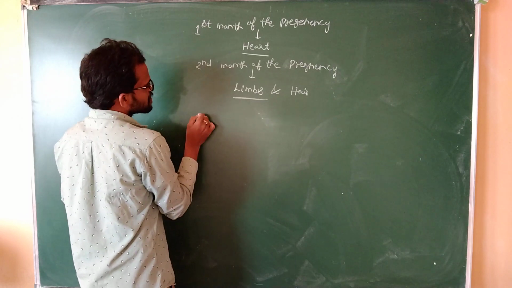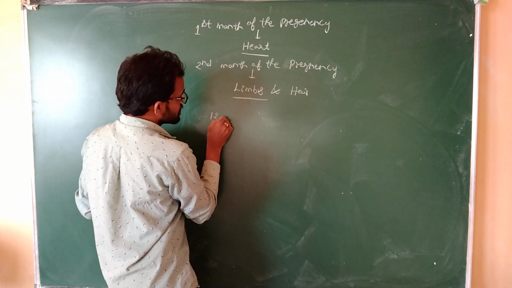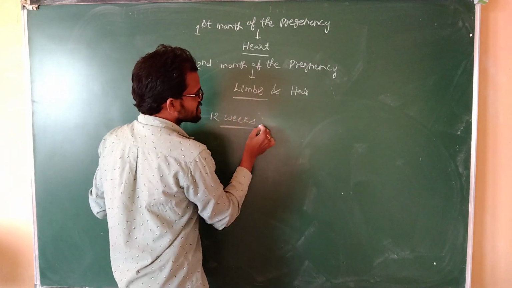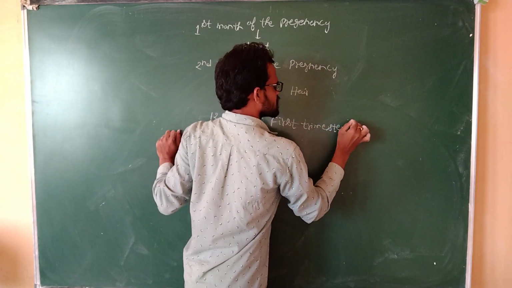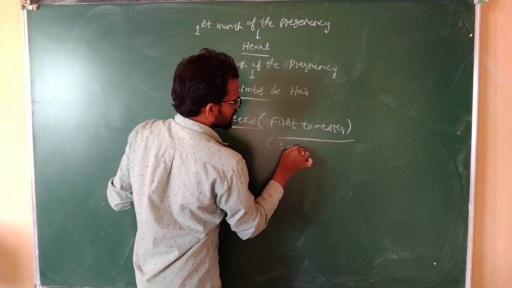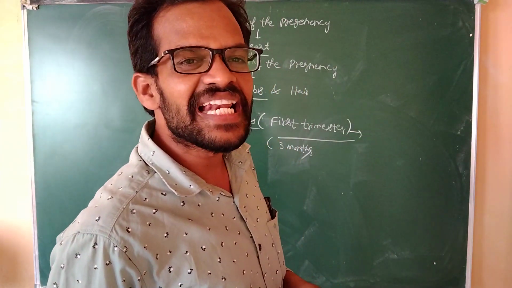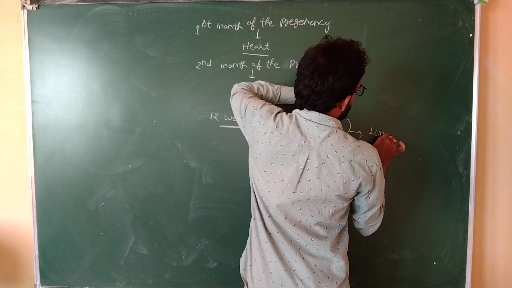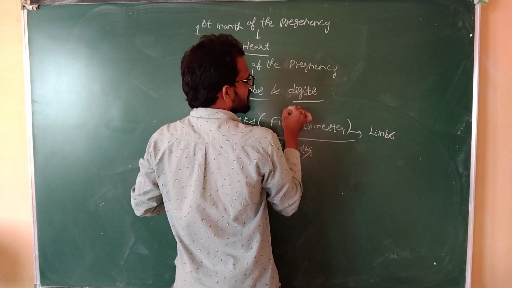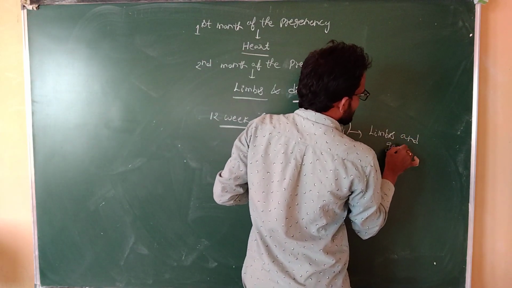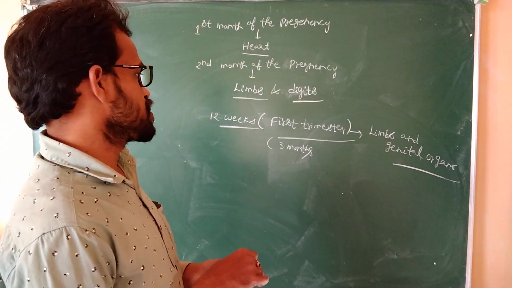The third month means 12 weeks, which is the first trimester, the first 3 months. By then the limbs, digits, and genital organs are completely formed.